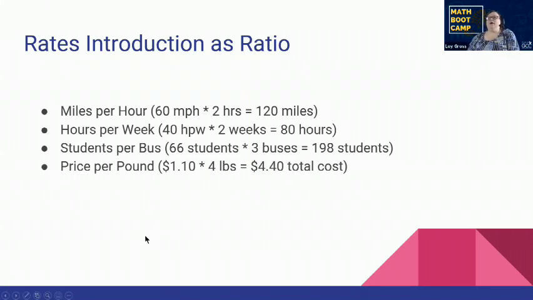And price per pound. I bet you use this one all the time in the grocery store. If it's $1.10 per pound and I'm buying 4 pounds of it, how much am I paying? You can do that one in your head. So we're looking at ratios. Rates is basically a ratio that has a unit on it, and we can multiply in one direction and we can divide in the other direction, and most of us can do that in our heads. You just never knew what it was called before, and now you know what it's called.